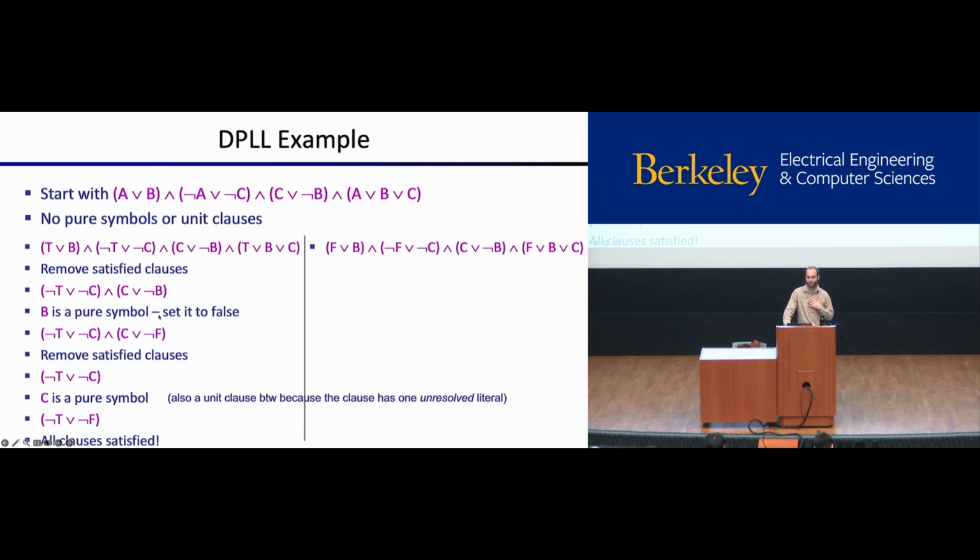Questions? Yeah. Pure symbol means it always appears in the positive form or it always appears in the negative form. That means it's always negated or it's never negated. Here, in both of these examples, they were both always negated. So B is always negated. That's the only time it appears. C is always negated. That's the only time it appears.